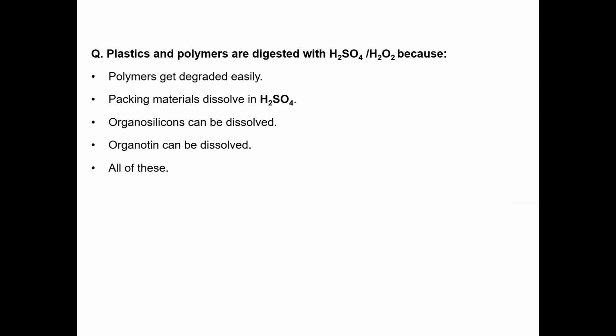The next is related to the analysis of plastics and polymers. Why are plastics and polymers digested with sulfuric acid or hydrogen peroxide? There are five options. Polymers get degraded easily. Packing material dissolved in sulfuric acid. Organosilicons can be dissolved. Organotin can be dissolved. Or all of these.